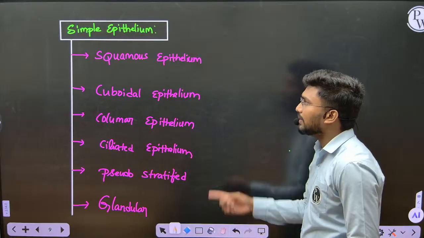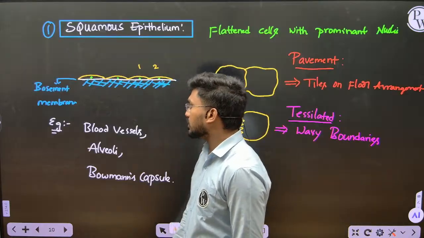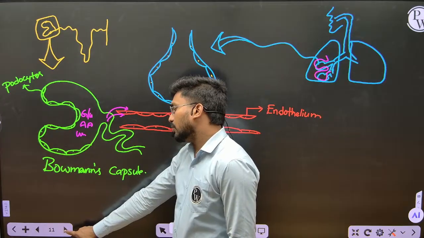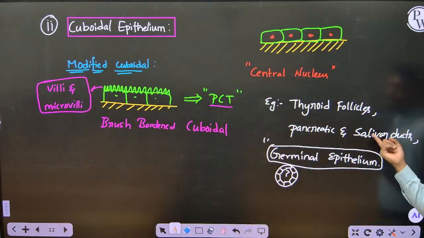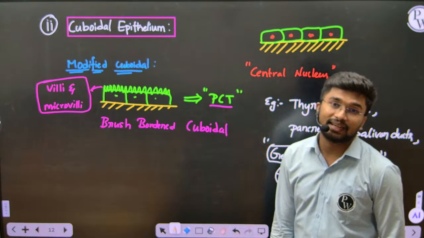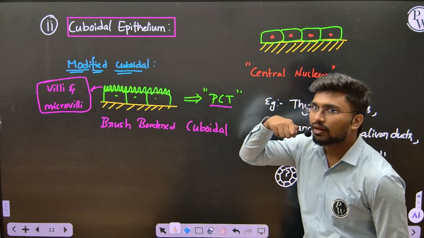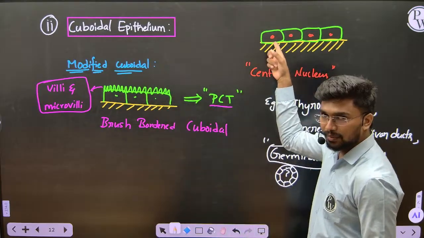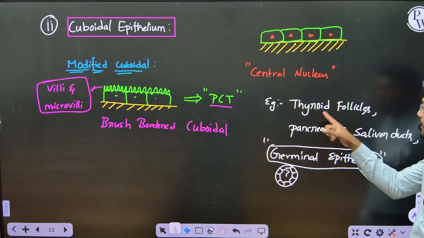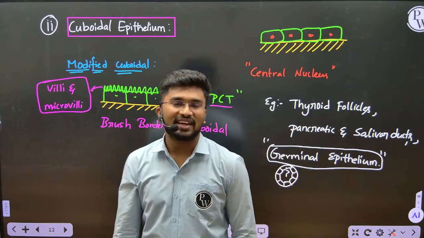Simple epithelium includes squamous, cuboidal, columnar, ciliated, pseudostratified, and glandular. We studied squamous and cuboidal epithelium. Location of squamous epithelium is blood vessel, alveoli, and Bowman's capsule. And location of the cuboidal epithelium is where? Thyroid follicle, pancreatic duct, salivary gland duct, germinal epithelium. It is very important. You need to go through the examples with respect to NEET. Cuboidal epithelium that has undergone modification has villi and microvilli. It looks like a brush, so we call it brush bordered cuboidal epithelium, present in the PCT. Normal cuboidal epithelium is present in the thyroid follicle, pancreatic and salivary gland duct, and it is also called germinal epithelium. I hope you understand this.